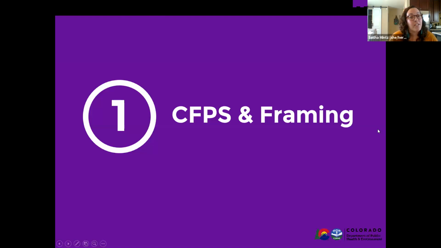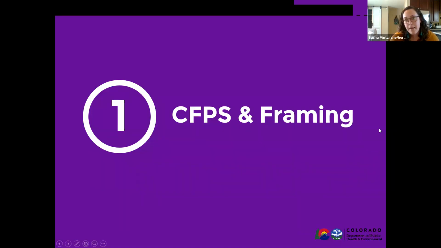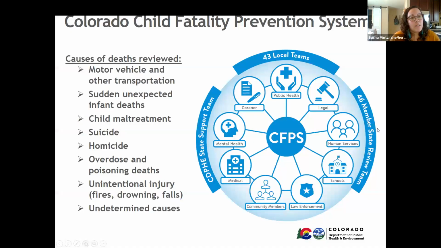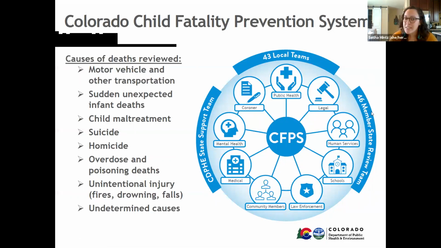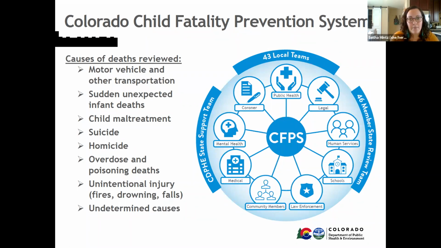And so as I mentioned, I'll start with what the Child Fatality Prevention System is, followed by a bit of framing. So the Child Fatality Prevention System, or CFPS as I'll refer to it throughout the rest of the presentation, is our statewide public health process to prevent child deaths in Colorado. In this figure, you can see that CFPS consists of 3 arms and many different people.